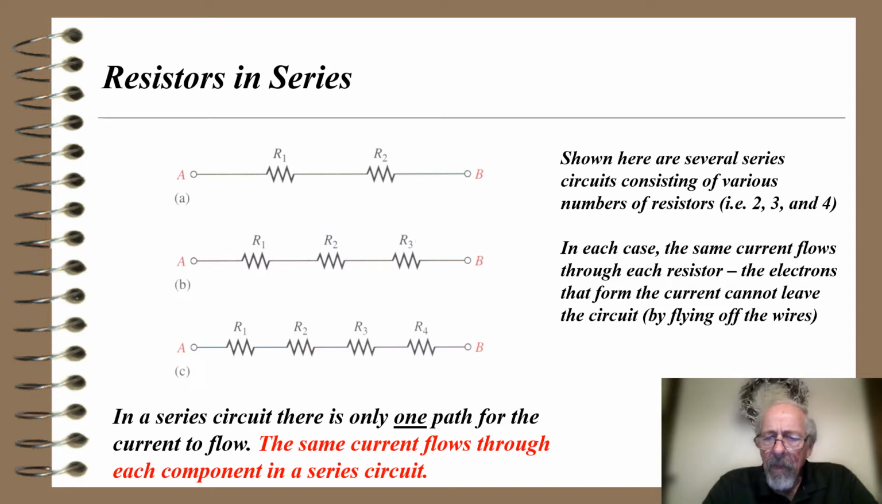So again, series resistors are wired end to end. And in each case, the real important thing is that the same current flows through each resistor. The electrons that form the current cannot leave the circuit. They can't fly off the wires or disappear anywhere. So at the very bottom of the slide, I say in a series circuit, there's only one path for the current to flow. The same current flows through each component in a series circuit.